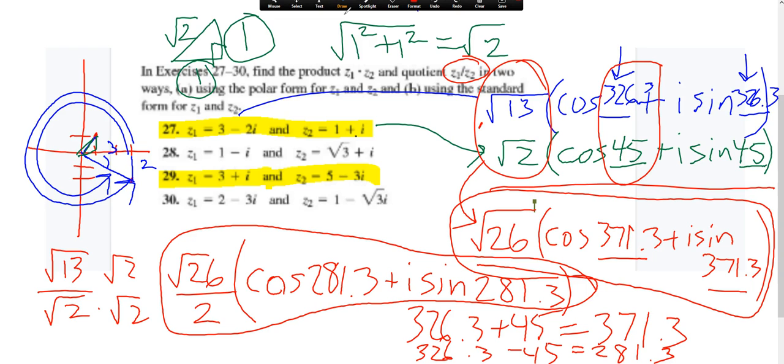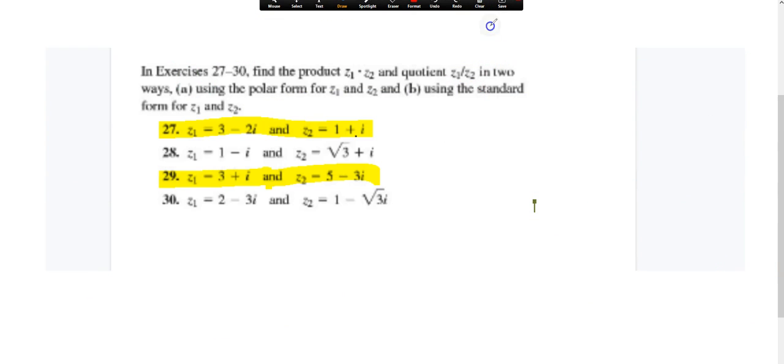Okay, now, using the standard form, I didn't even do part B. What's the standard form? That means we go back to Algebra 2 and we multiply them together the old-fashioned way with FOIL. Okay? Nah, not going to worry about it. You guys have already done the Algebra 2 stuff. You don't need to do more of it.